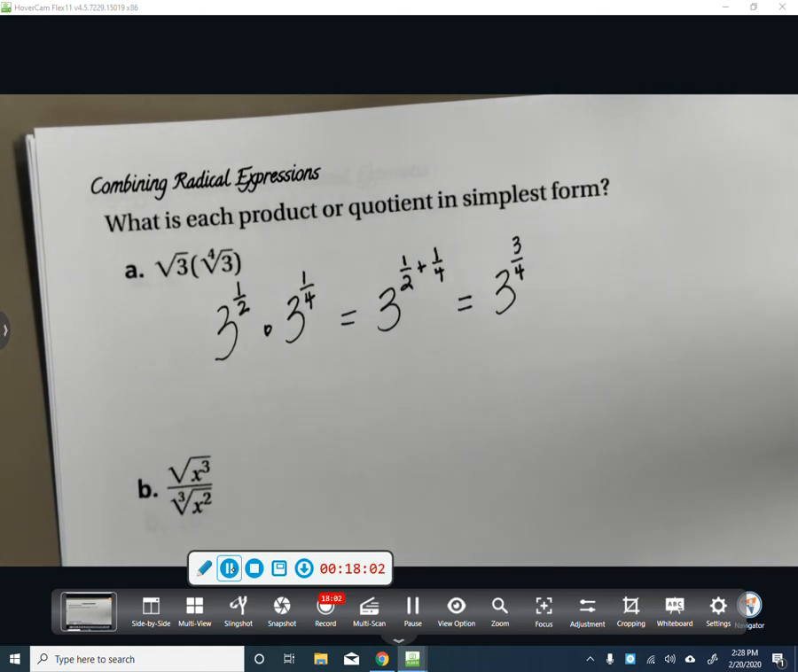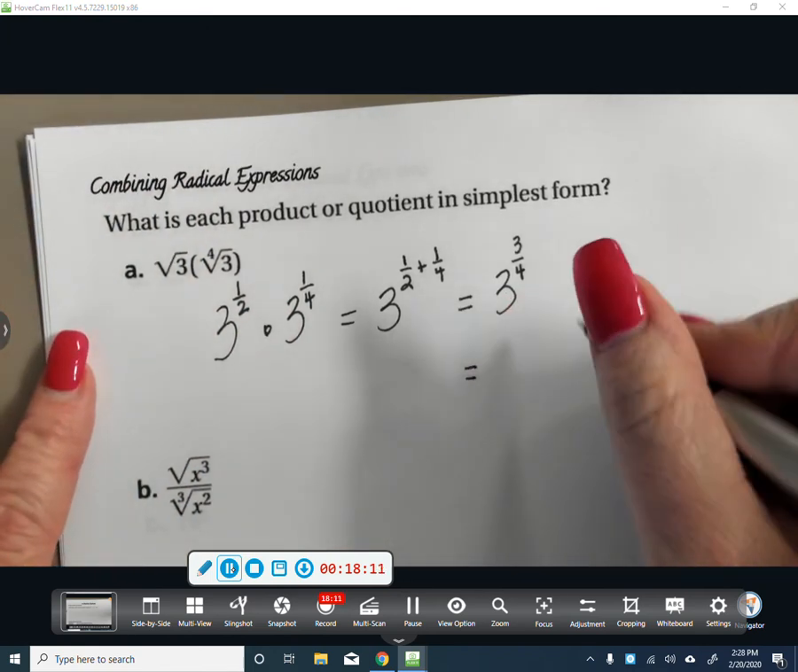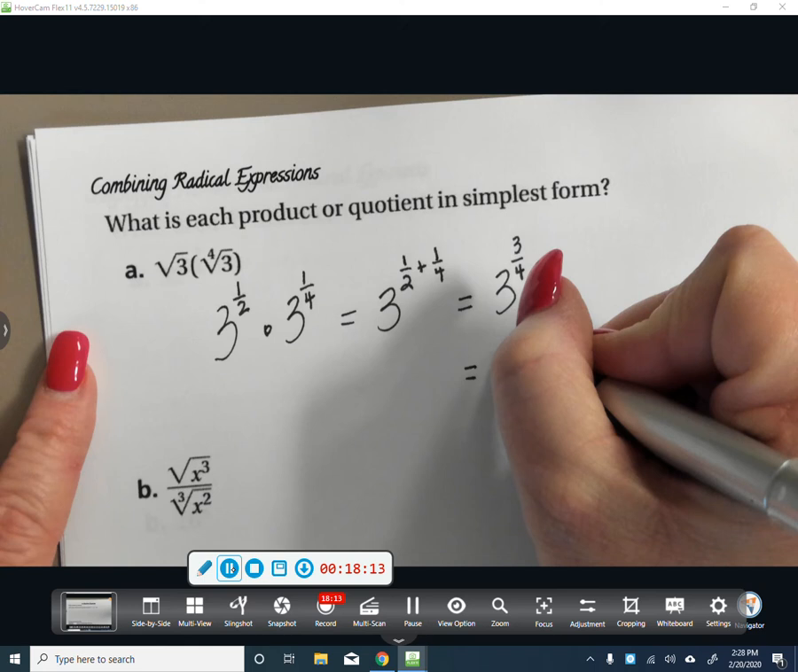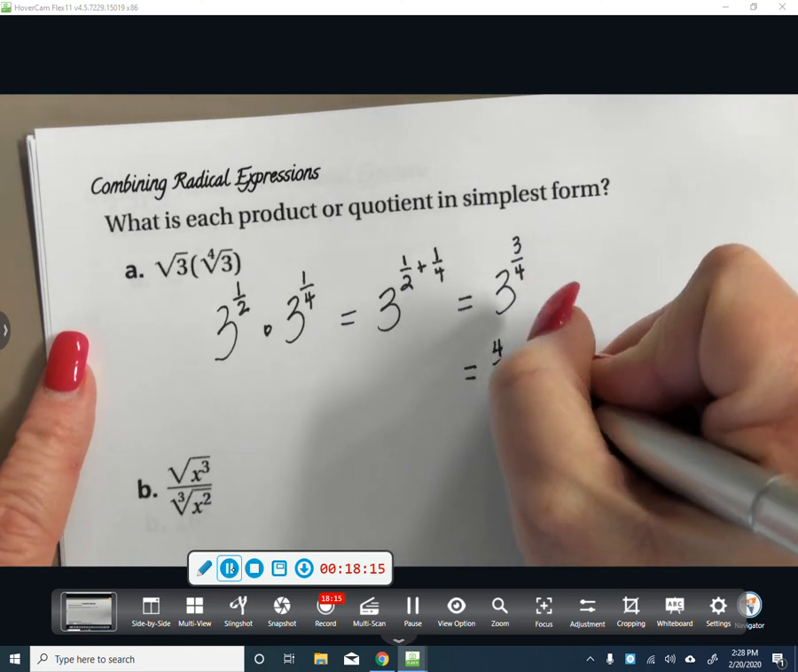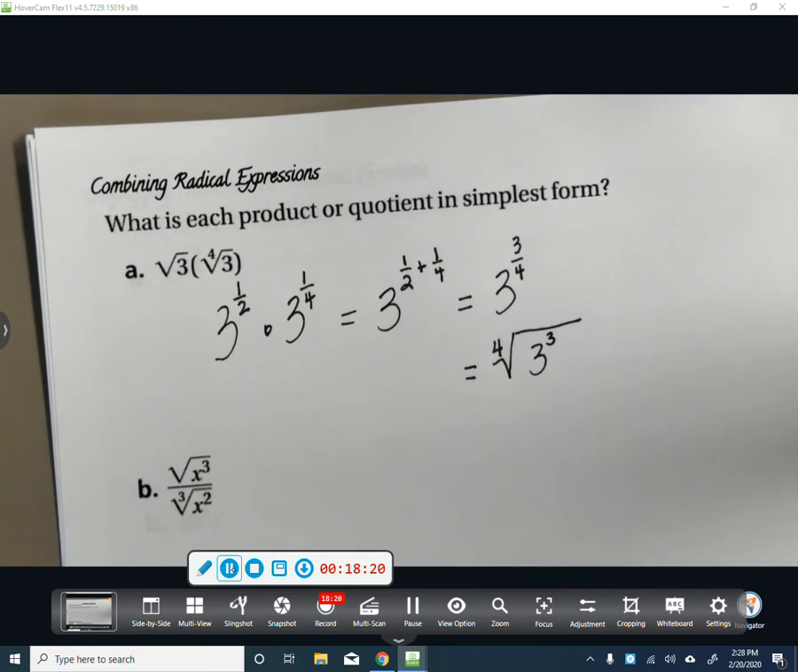Now, write this as a radical. Take it back. What's the index? 4th root of 3 cubed. Yep, you got it. Still okay?